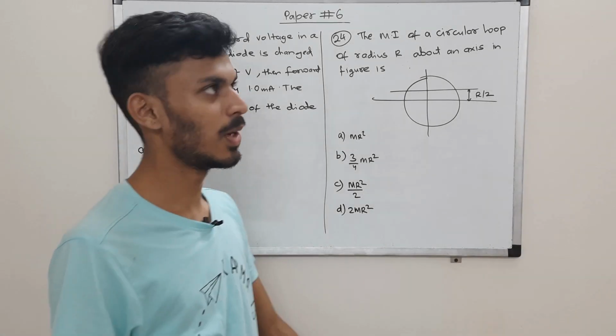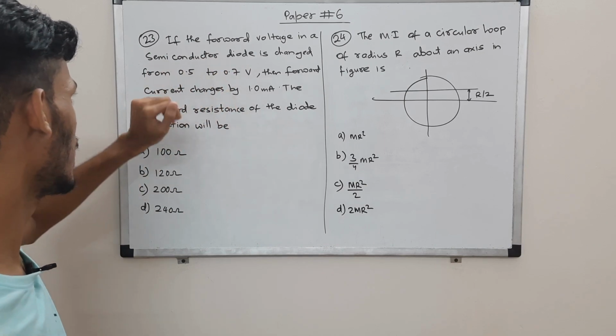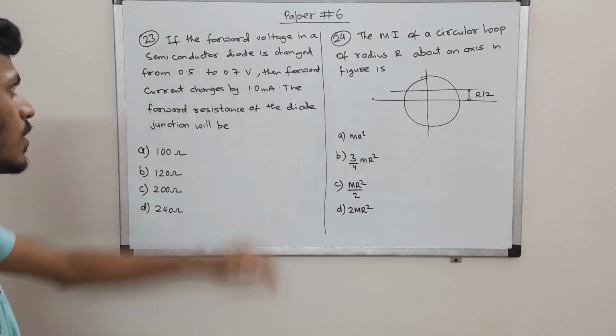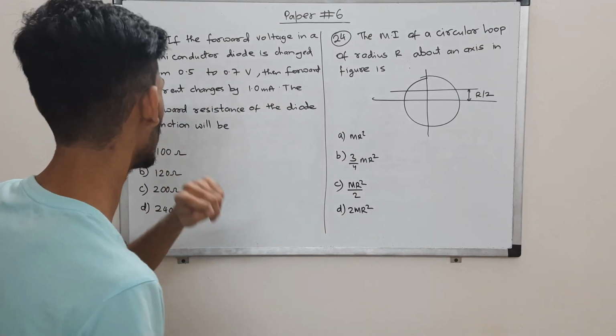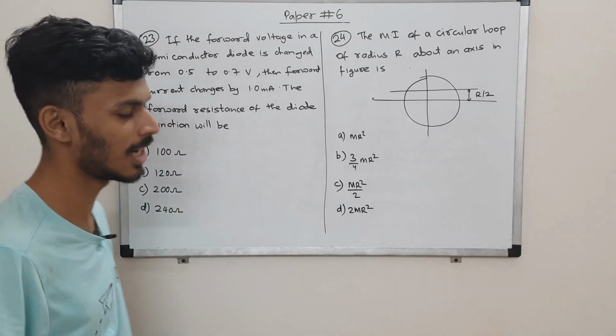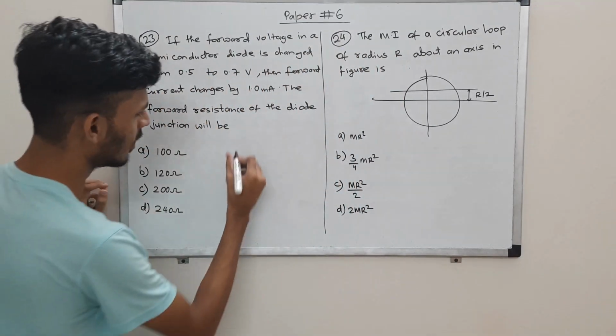In 23 and 24 over here. In 23 we are told that the forward voltage in a semiconductor diode is changed from this to this, then the forward current changes by 1 milliamps. So you are supposed to tell what is the forward resistance of the diode. Very simple. You are just supposed to know the dynamic resistance formula.